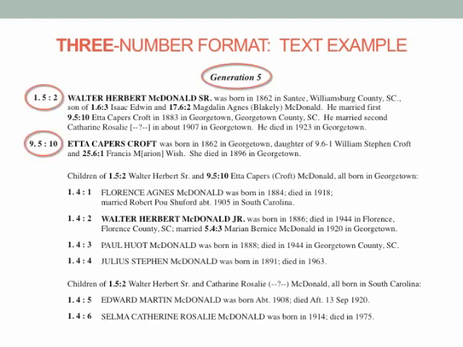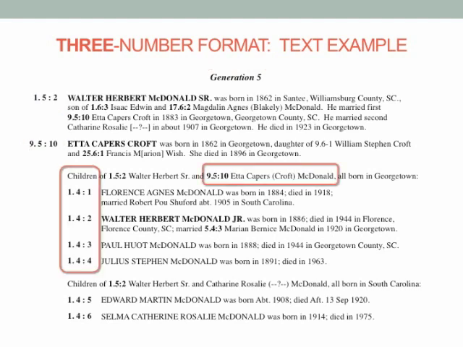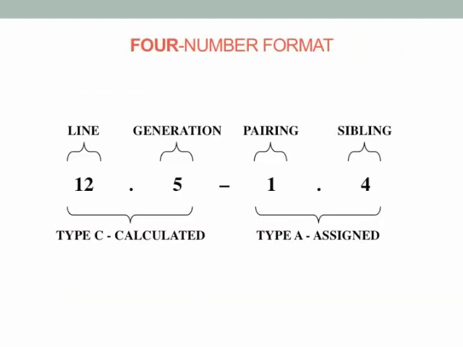Children being numbered sequentially. And in this generation 5 marriage between McDonald and Croft, we see the first 4 children are there numbered 1, 2, 3, 4. But if you stay in the 3-number format, as there's a second marriage in this case, you notice the next 2 children are just numbered sequentially 5 and 6.